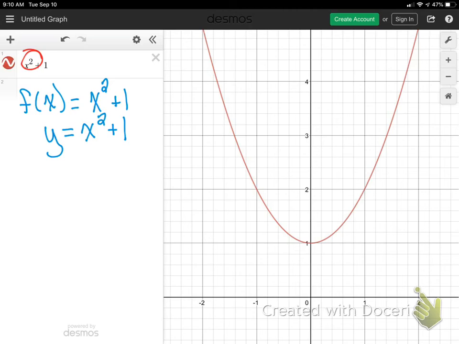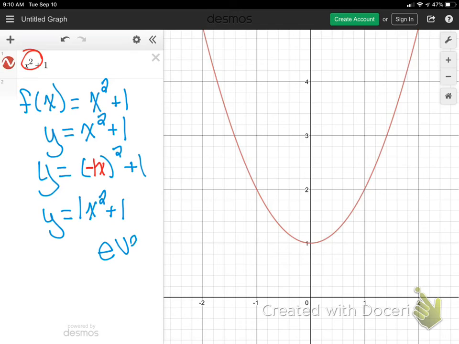Okay, and in order to do that, I replace x with negative x. Okay, so x with negative x, and that's negative 1x. Negative 1 is being squared, as well as the x. What is negative 1 squared? Positive 1. Okay? So I'm left with 1x squared, or just 1x. Is that the same thing I started with? Yes. So this is an even function.